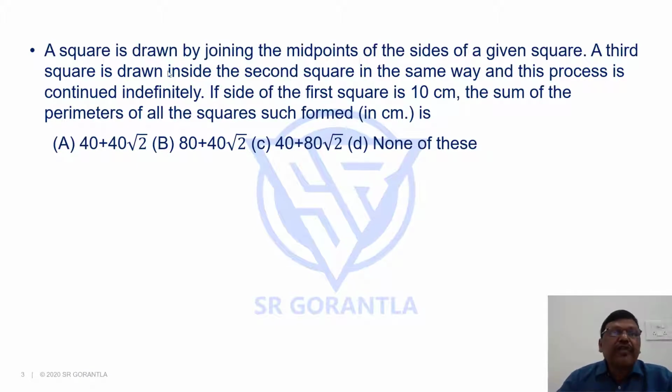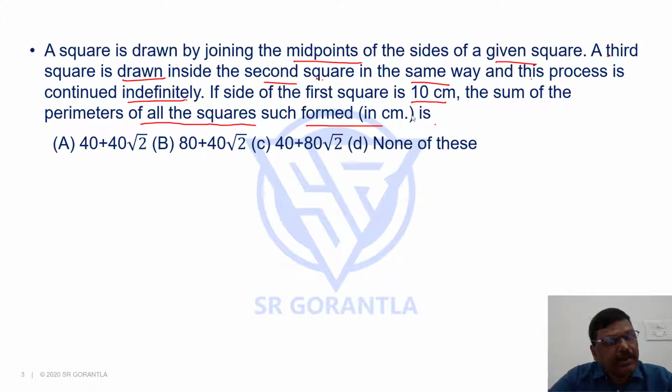Right. A square is drawn by joining the midpoints of the sides of a given square. A third square is drawn inside the second square in the same way, meaning again joining the midpoints of the second square. And this process is continued indefinitely. If the side of the first square is 10 centimeters, the sum of the perimeters of all the squares so formed is.